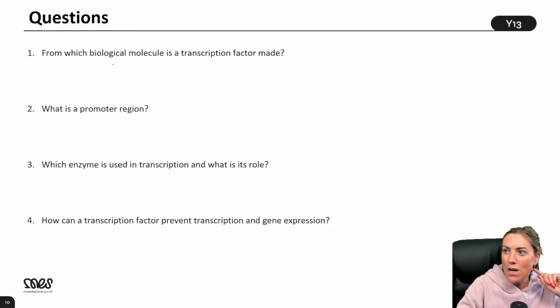From which biological molecule is a transcription factor made? Fatima, I love how you've given me two options and both are correct. You could say amino acids, or you could say protein.